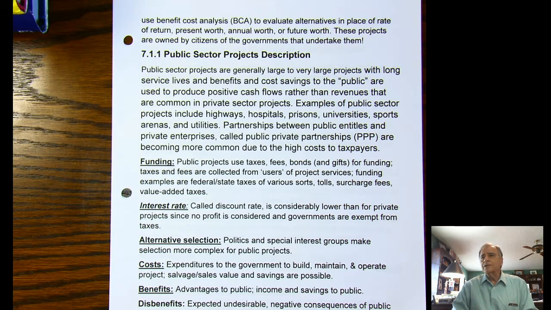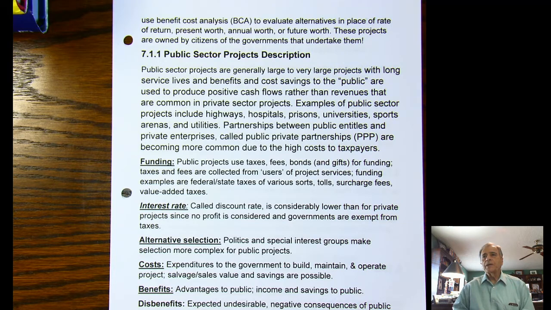That would have been considered a very big project, but most public projects are big as compared to a private sector project, which, for example, might include whether or not to repair a pump or replace a pump. That would be relatively small compared to the interstate highway system.